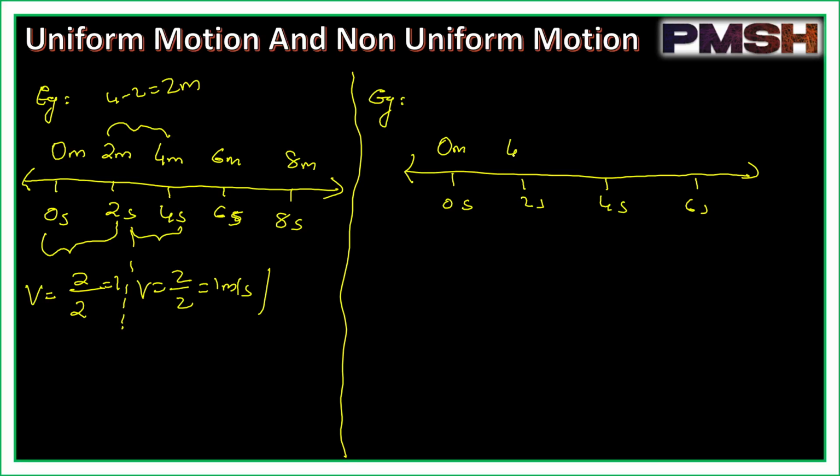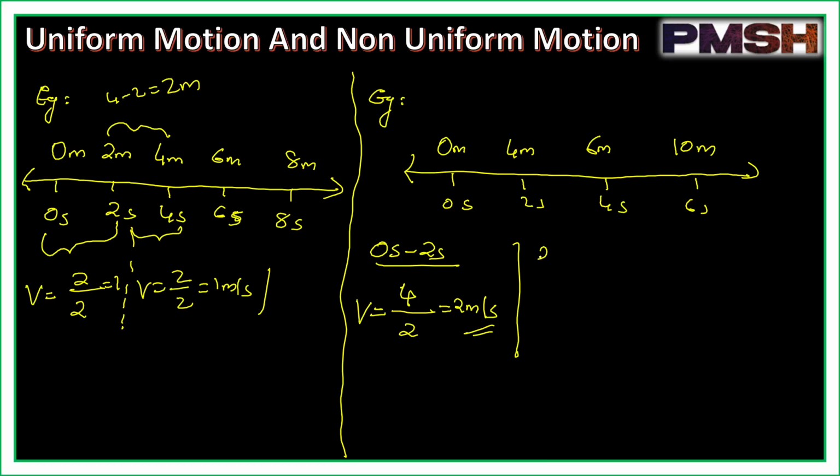At 2 second, the body covered 4 meter distance. Then 6 meter. Then 10 meter. So let us calculate in each case. We'll consider the first, that is 0 second to 2 second. So the speed will be distance covered, that is 4 meter, by the time taken, that is 2. So you get 2 meter per second as the speed.